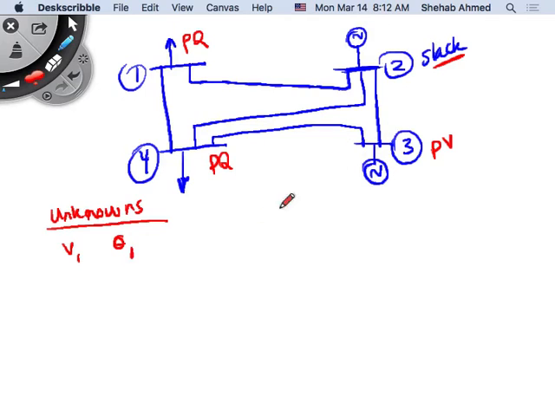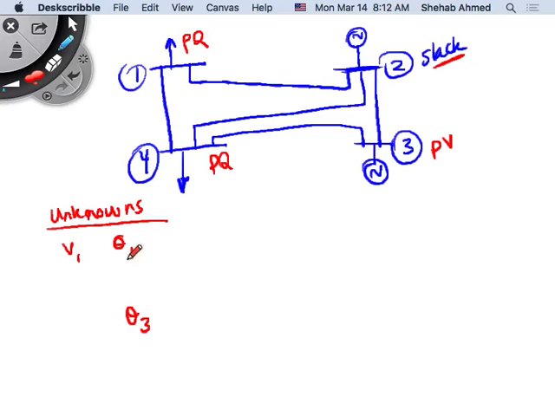How about at bus 2? No, bus 2 is my slack bus. For the slack bus, we said we will know V and delta. So if I know voltage and angle, I'm done, right? And then bus 3, I don't know Q, the reactive power is unknown. Voltage is known, so what I don't know is theta 3, the angle at bus 3.